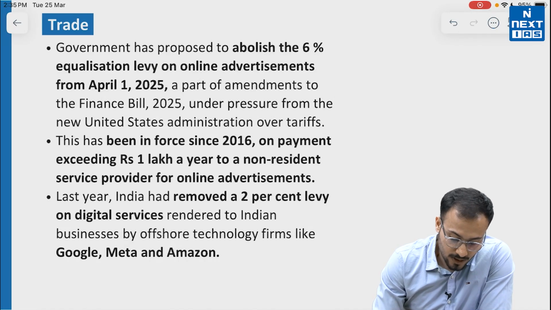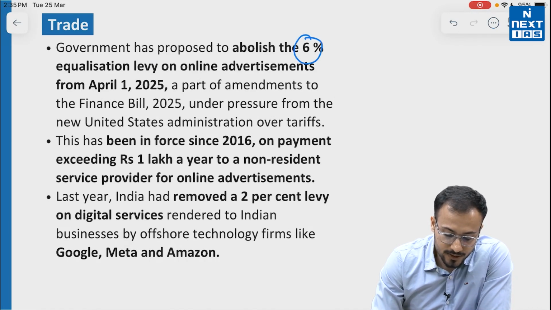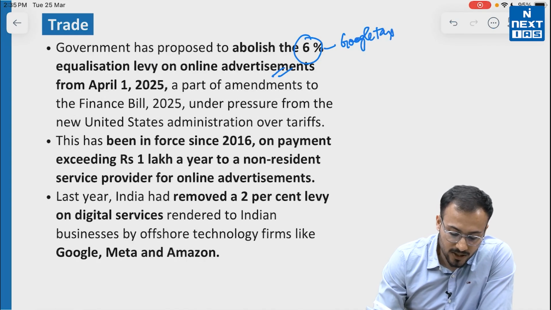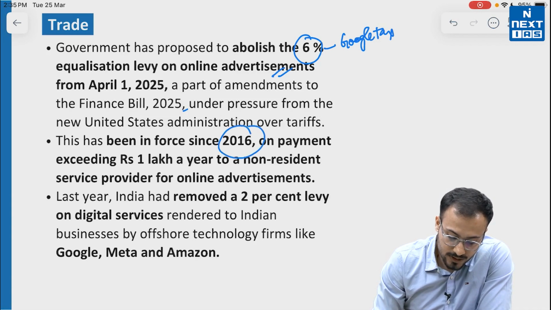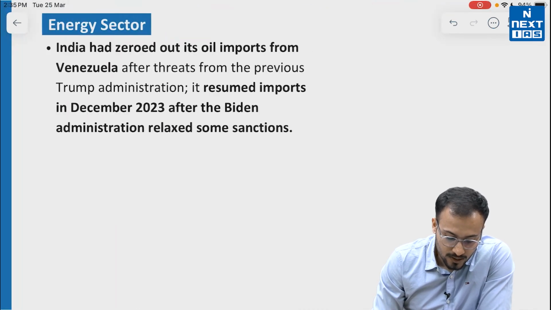The government has now proposed to abolish the 6% equalization levy on online advertisement. This was also called the Google tax, a part of an amendment in the finance bill under pressure from the new United States administration. This has been in force since 2016 on payments exceeding 1 lakh a year to a non-resident service provider for online advertisement. Last year, India had removed the 2% levy on digital services rendered to Indian businesses by offshore technology firms like Google, Meta and Amazon.